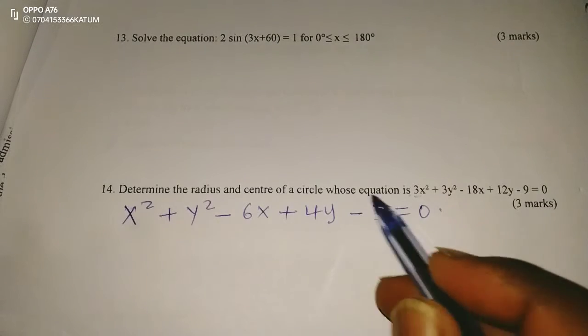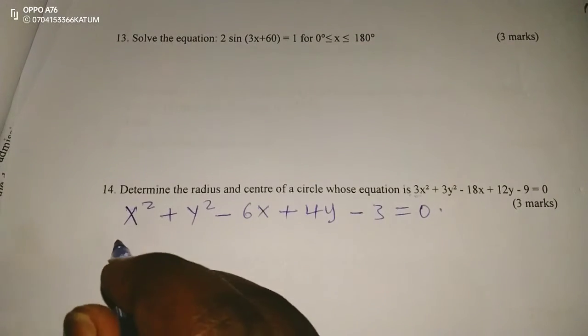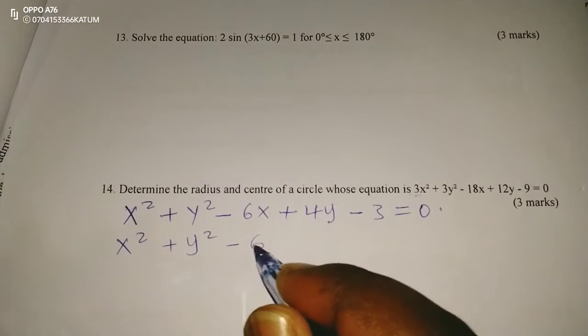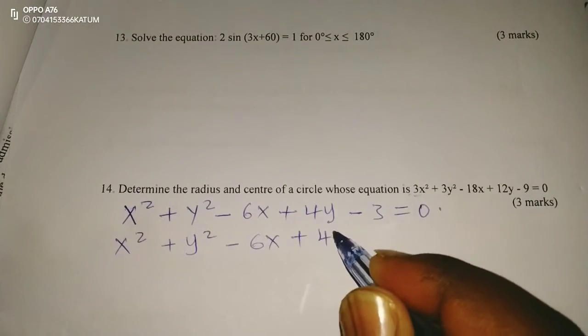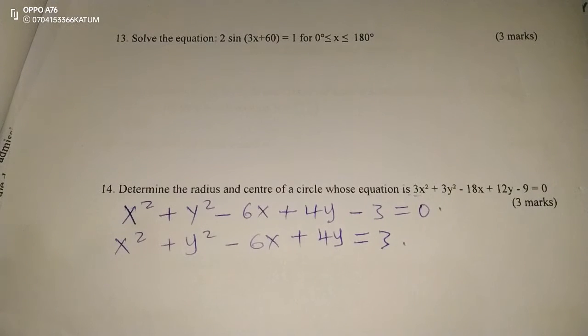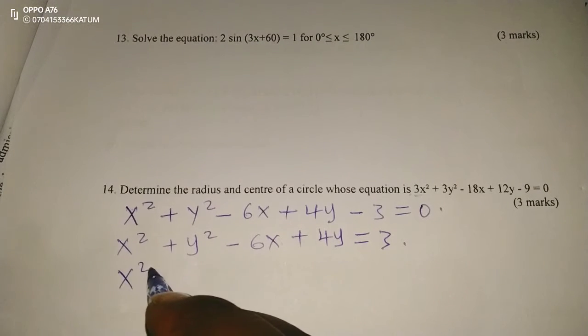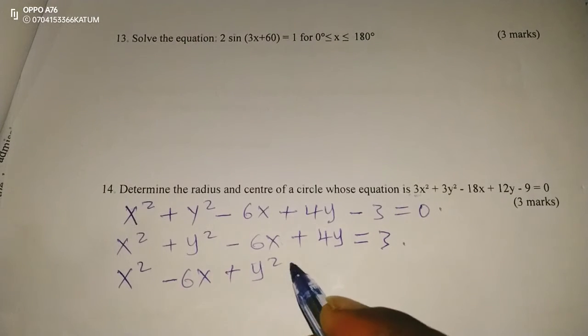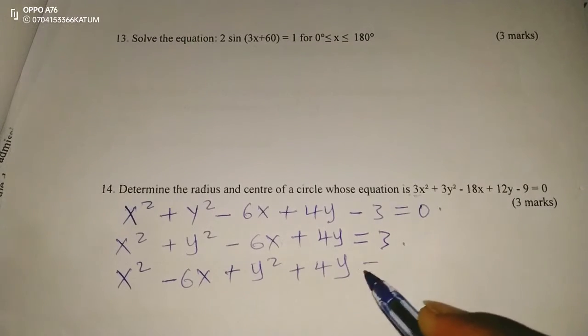The next step is taking the constant onto the other side, whereby we shall have x squared plus y squared minus 6x plus 4y equals 3. Then after this, we complete the square. Before completing the square, remember all the parts of x should be on one side, then y on the other side. So x squared minus 6x, then y squared plus 4y, equals 3.